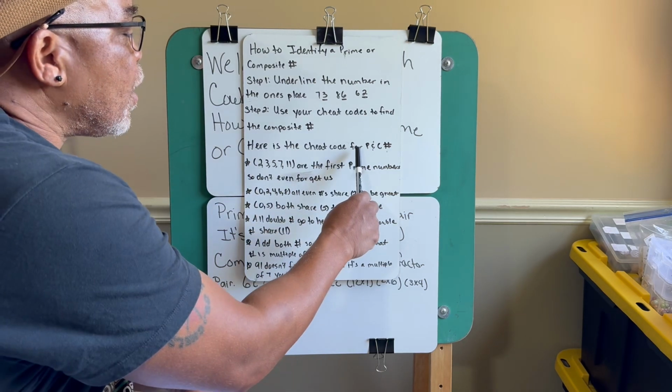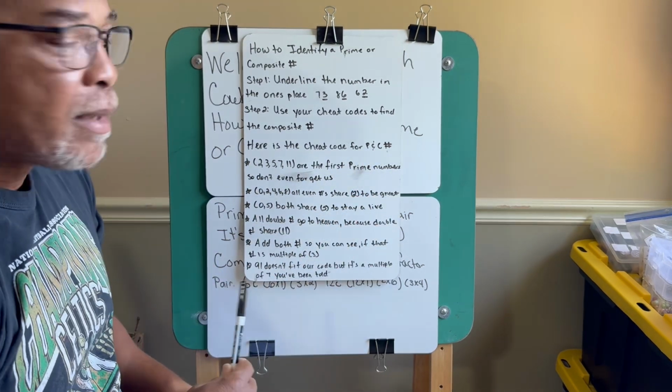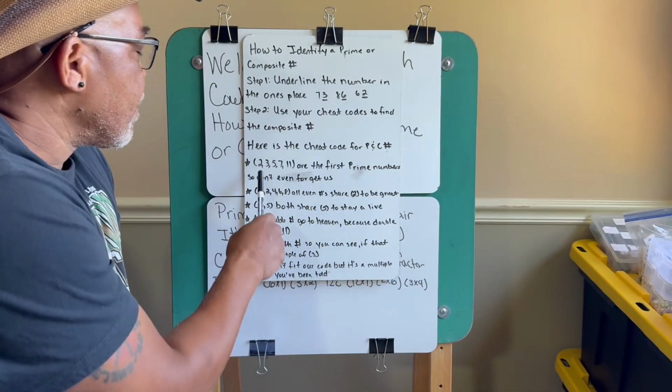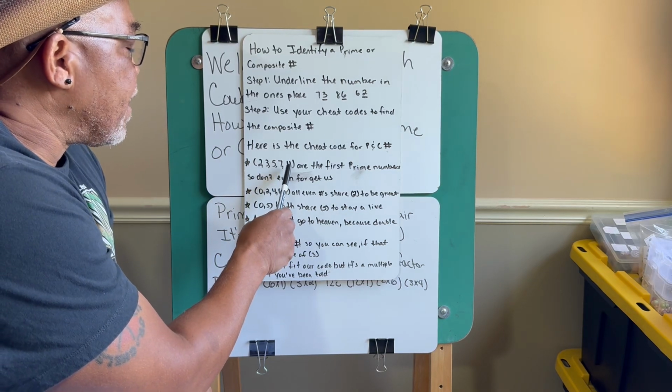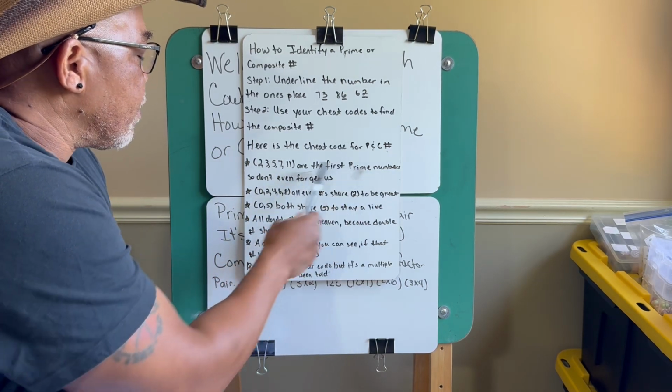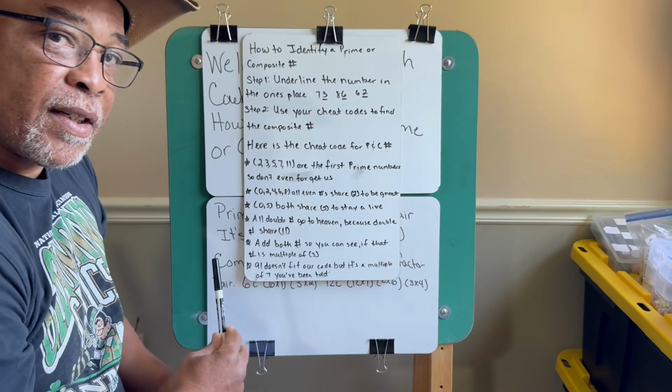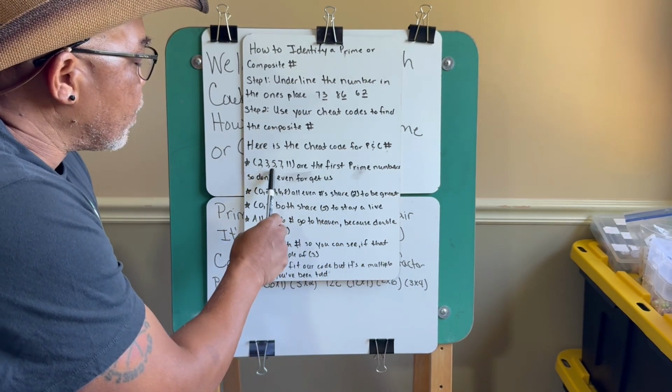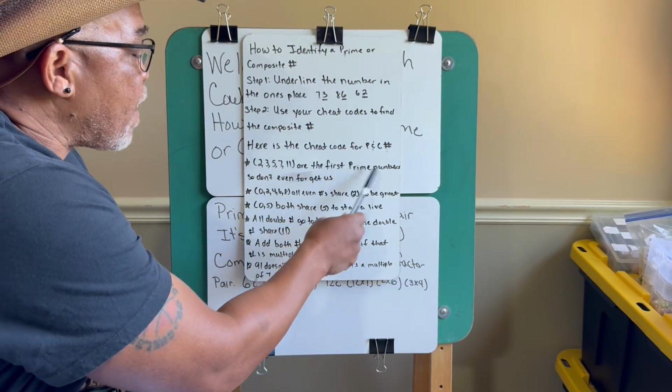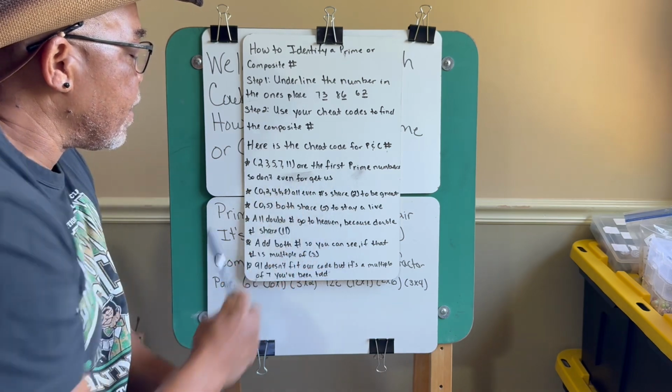Here is the cheat code for prime and composite. Code number 1: 2, 3, 5, 7, 11 are the first prime numbers, so don't ever forget us.